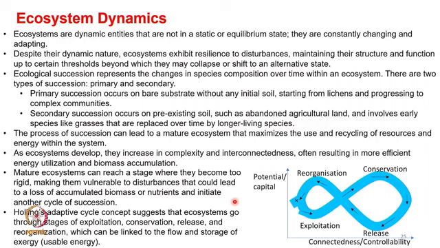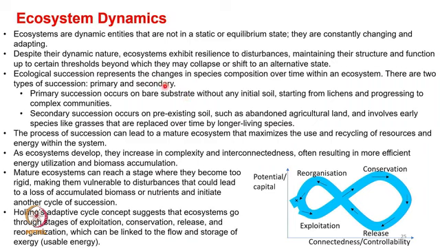So, now let us speak about the last two topics, which we call ecosystem dynamics, industrial symbiosis and circular economy. And what is ecosystem dynamics? Every ecosystem has dynamics, because ecosystems are dynamic entities that are not static or in equilibrium, and they are constantly changing because these are systems that have life. Despite their dynamic nature, ecosystems exhibit resilience to disturbances, maintaining their structure and function up to a certain threshold beyond which they collapse to an alternative state.